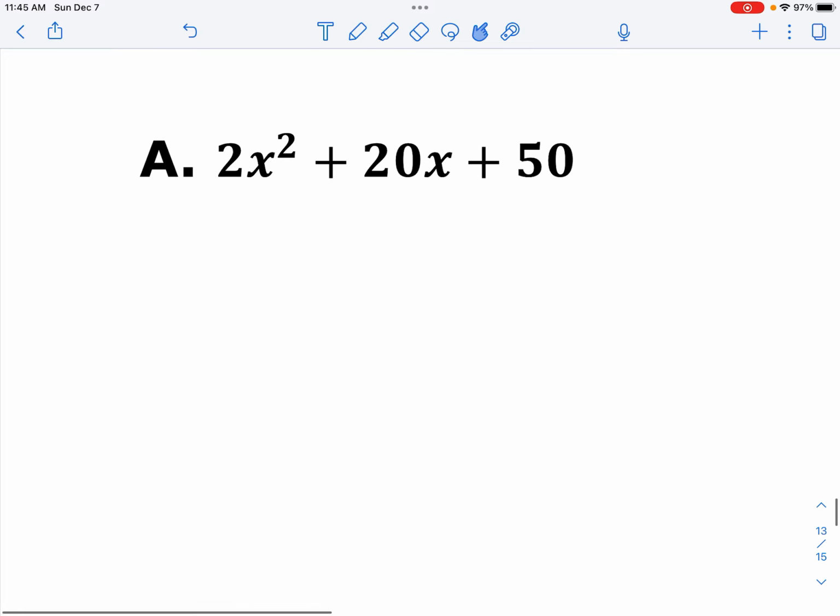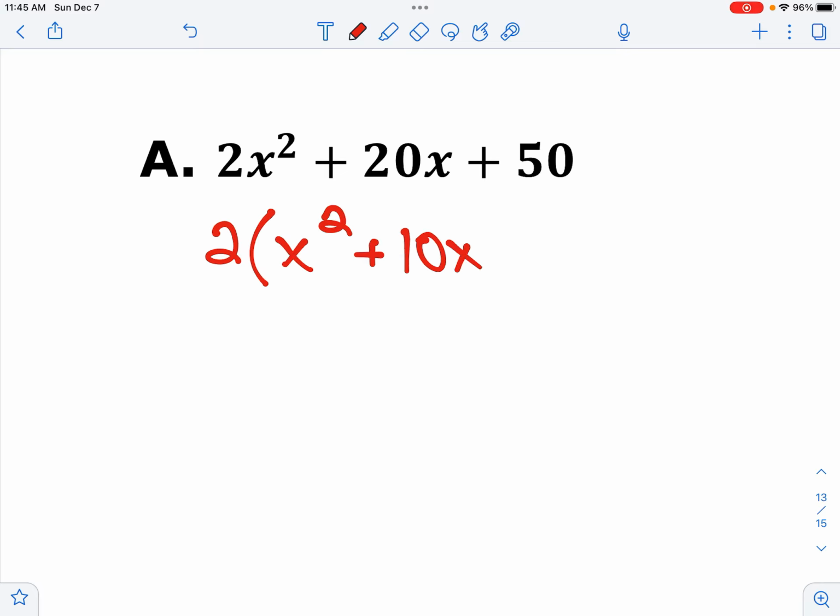And I say, is there something that they all have in common? Well, this one has an x. No x, no x. So I don't have to worry about that. But 2, 20, and 50 all have a common factor of 2 in common. So I'm going to take that out. And then I'm going to write what I have left, which would be x squared plus 10x plus 25. Okay, cool. Now I need to factor this.